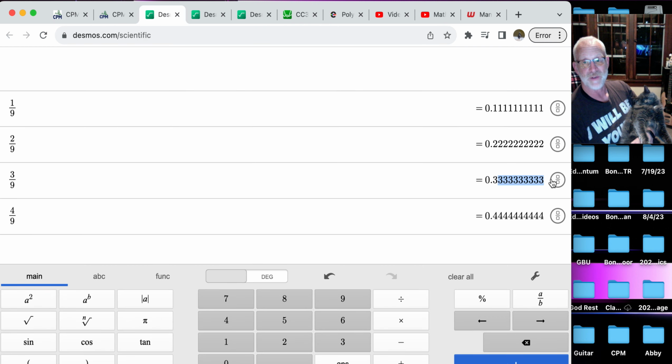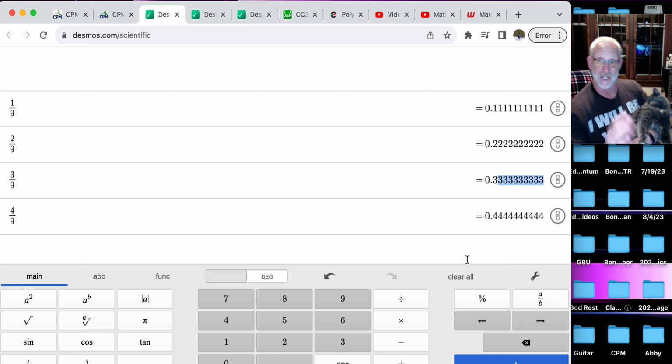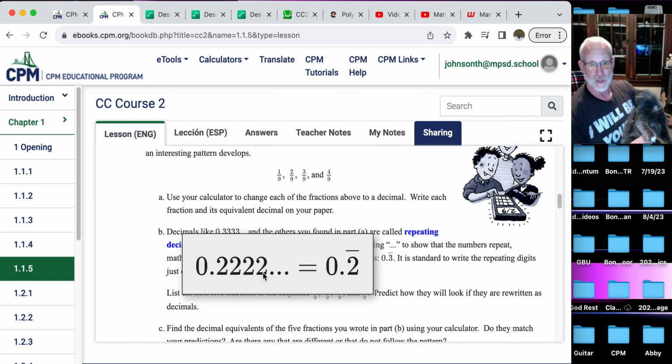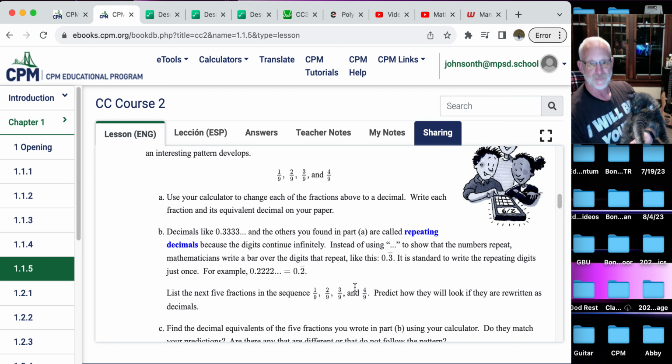All right, so then they went into here and they talked about repeating decimals, and they said repeating decimals are decimals that go on forever. Those will just continue indefinitely. And they said that mathematicians will put a bar over a number. So instead of writing 0.3 forever, they just go 0.3 with a bar over it. Or instead of going 0.22222 indefinitely forever, they just go 0.2 with a bar over the 2.